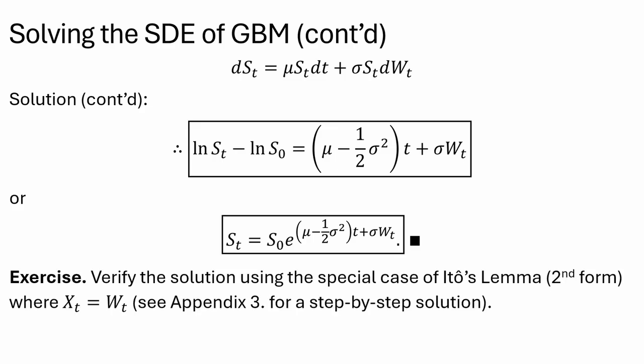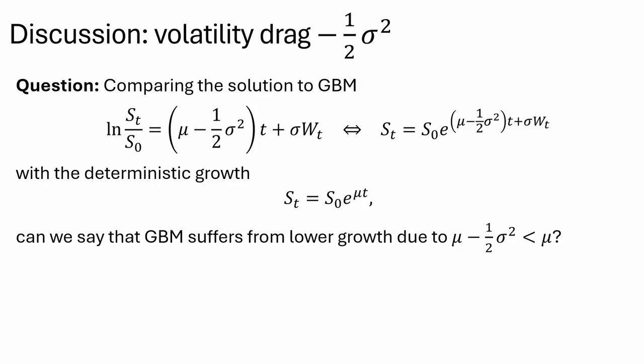And here's an exercise. Verify the solution using the special case of Ito's lemma. A step-by-step solution is given in Appendix 3 of the slides. And now let's look at a question of practical importance. In the GBM, in the exponential, we have a coefficient of mu minus half sigma squared, whereas in the deterministic growth, the coefficient for t is just mu. Can we say that GBM suffers a lower growth due to this difference?